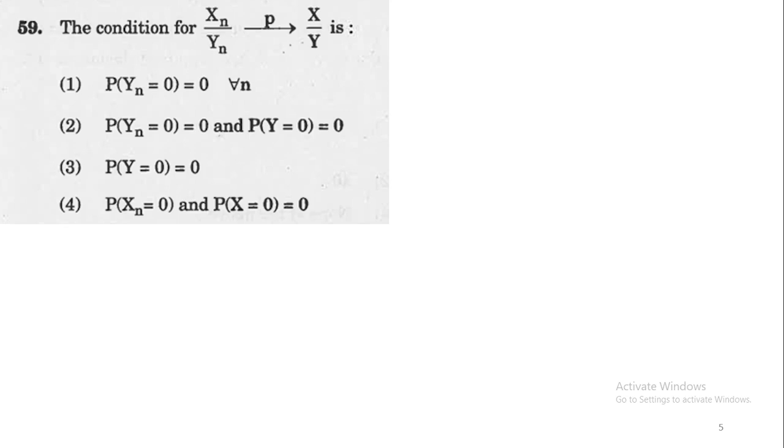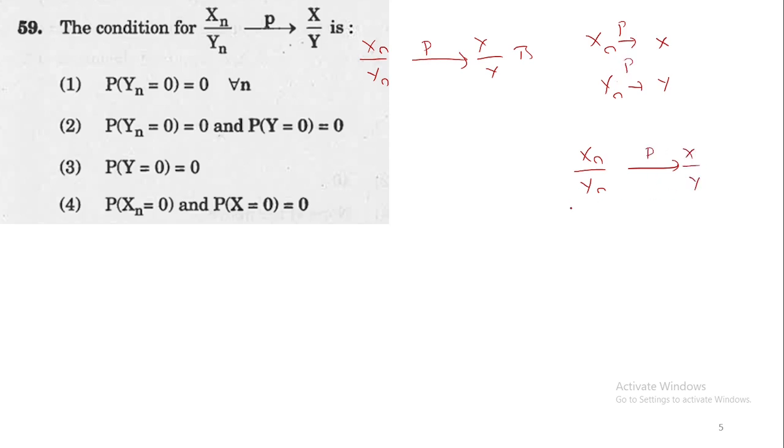Next, question number 59. Here it is a direct result. What is given is the condition for Xn divided by Yn converging in probability, this is the weak law, to X divided by Y. If Xn converges to X and Yn converges to Y, then Xn divided by Yn will converge in probability to X by Y if two conditions hold: the probability of Yn taking the value 0 should be 0. It means that Yn should not take the value 0, because the probability of this happening being 0 means this is not happening.